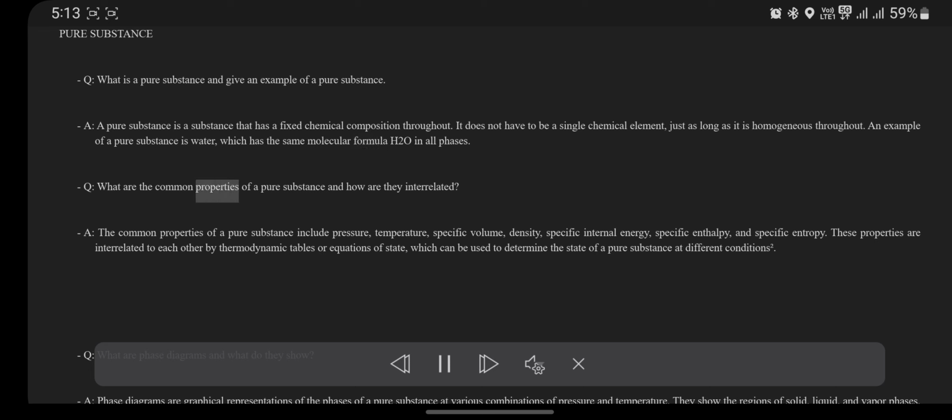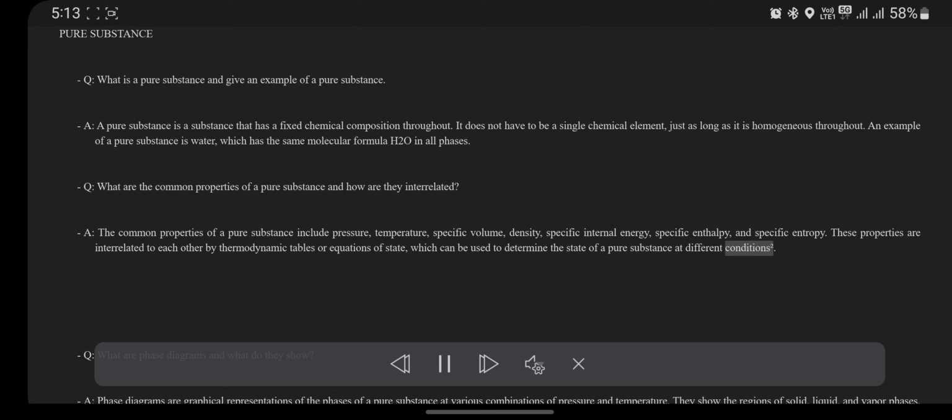Question: what are the common properties of a pure substance and how are they interrelated? Answer: The common properties of a pure substance include pressure, temperature, specific volume, density, specific internal energy, specific enthalpy, and specific entropy. These properties are interrelated to each other by thermodynamic tables or equations of state, which can be used to determine the state of a pure substance at different conditions.